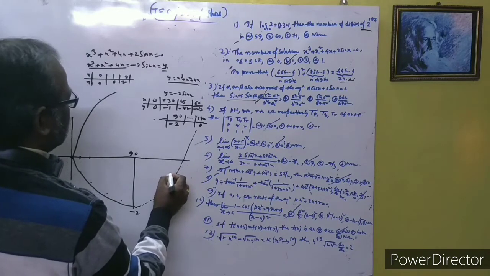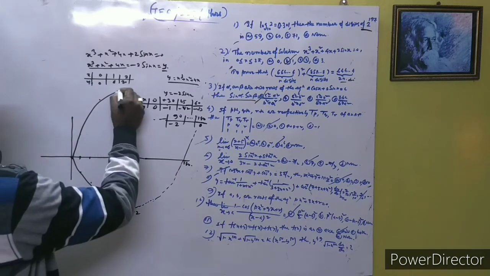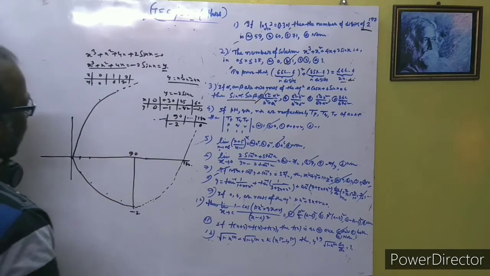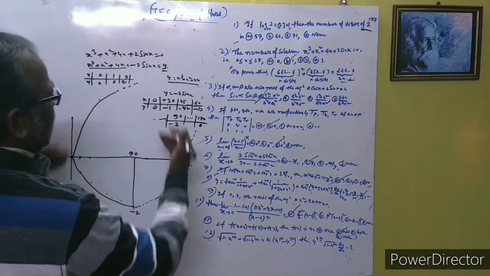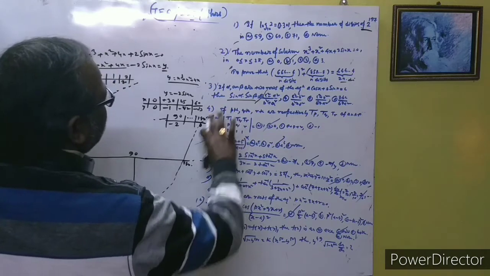This curve intersects at 180. So this is the drawing here. In the upper part, this curve also moves to the maximum peak here too.